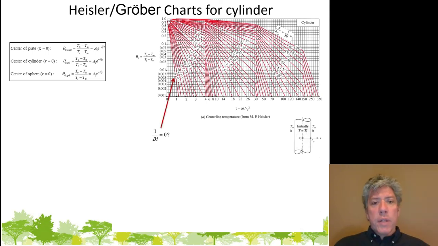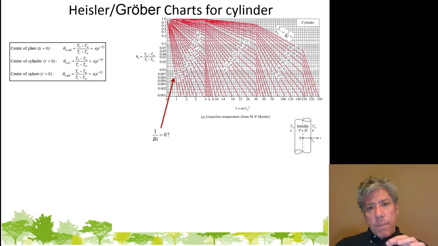Really, we're dealing with a different equation, but now let's dig a little deeper. Notice that all of these charts have a line of 1 over Bi number equals 0. Now, how is that possible? Because remember, the Bi number is conductive resistance over convective resistance. If we invert that, which is what this is doing, that's convective resistance over conductive resistance. Does that mean that the conductive resistance is infinite? I mean, that sounds like a lumped parameter problem. No, that's not what it means.